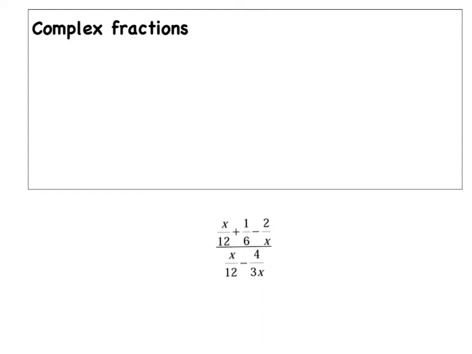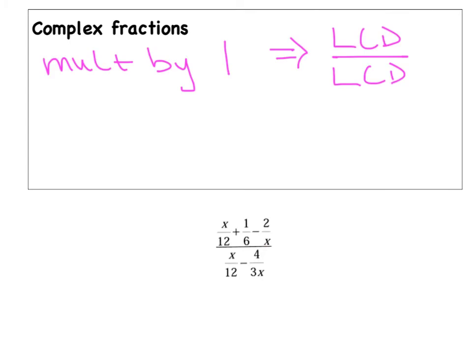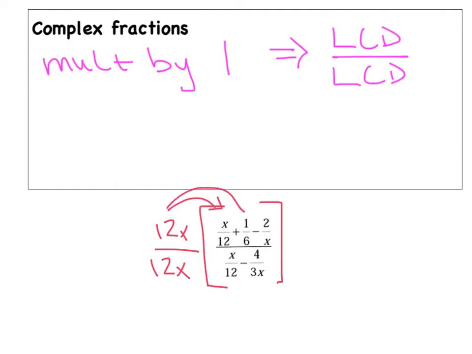So let's go ahead and jot this down. We're going to distribute the LCD to both the numerator and the denominator. So we're multiplying by 1, and it just happens to be in the form of LCD over LCD. As I look at this particular problem, if I consider all the minor fractions in their denominators, it looks like 12x is going to be my LCD. So I'm going to say 12x over 12x, and then I'm going to distribute it 3 times on top, and twice on the bottom.